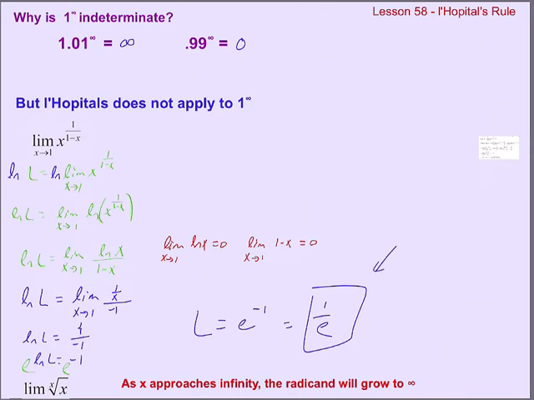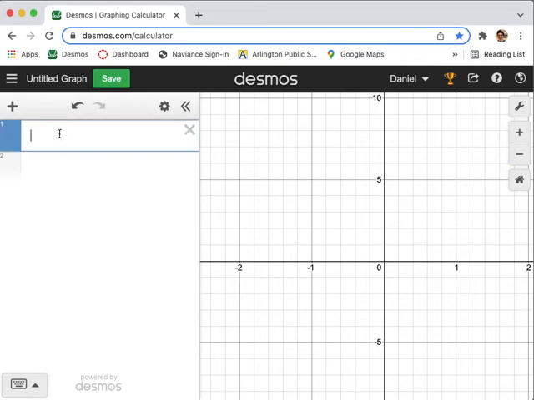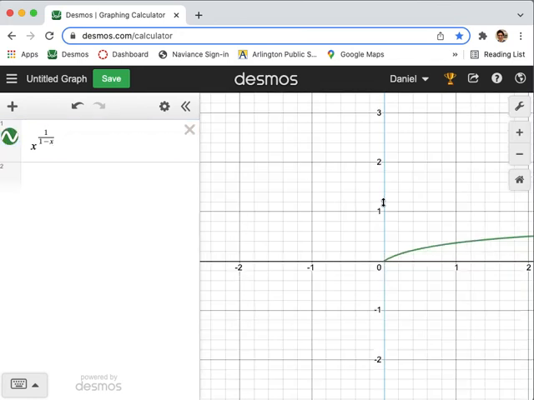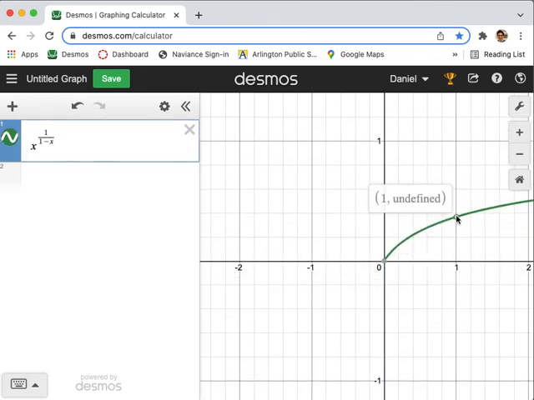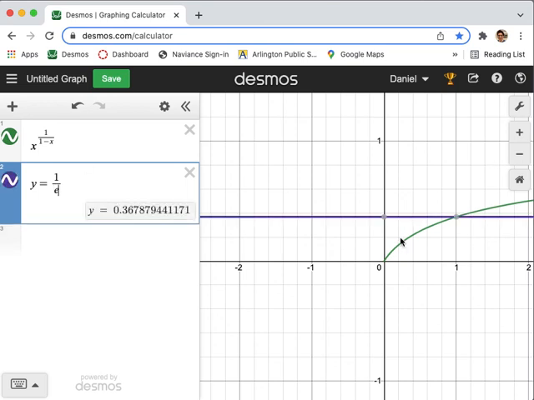We want to take a quick look at the graph for that. We can look at the graph of x to the 1 over 1 minus x. And as x approaches 1, well, we know there's going to be a hole there. We knew that we got the indeterminate form. But this number that's getting close to 0.37 something, well, if we compare that to 1 over e, we can see that 0.36787, that is the number right there.